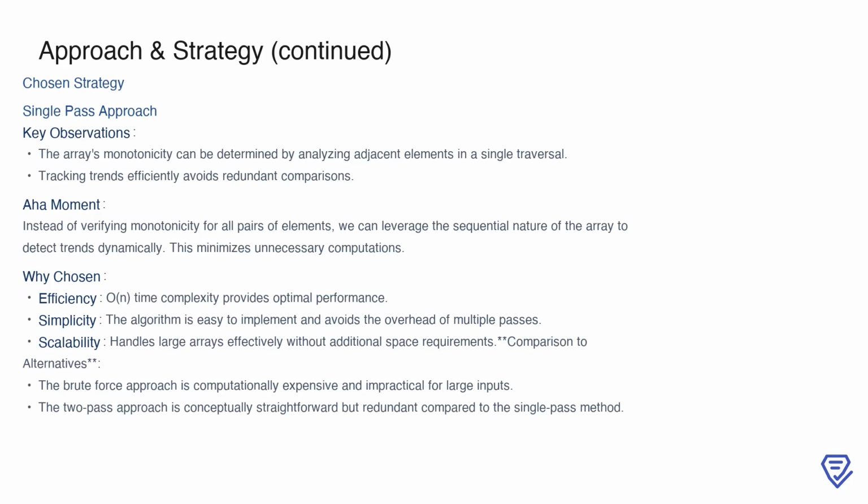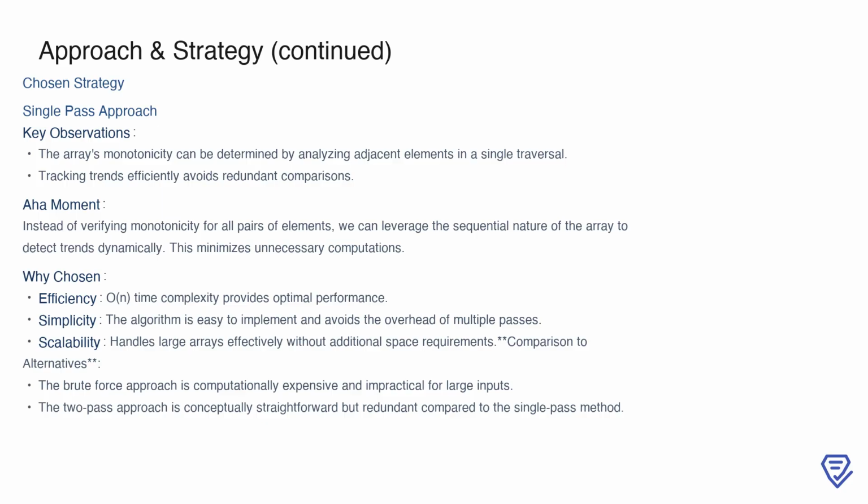After evaluating the options, we've chosen the single-pass approach as the optimal strategy. The key insight here is that we can determine the array's monotonicity by analyzing adjacent elements in a single traversal. This method eliminates redundant comparisons by dynamically detecting trends as we iterate. The aha moment comes from the realization that comparing every pair of elements is unnecessary when the array's sequential nature allows for trend detection in just one pass.